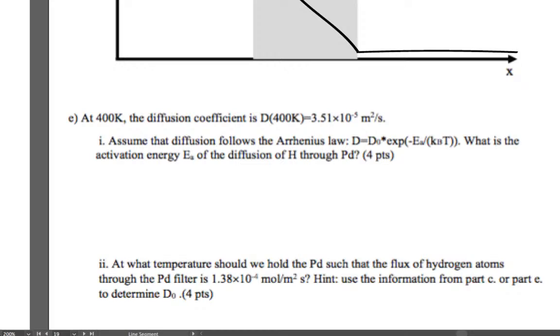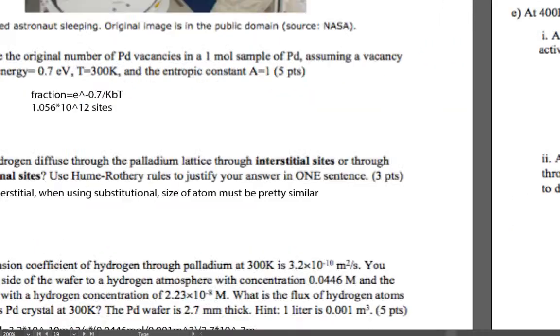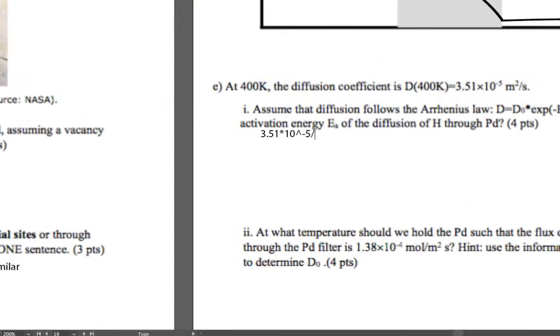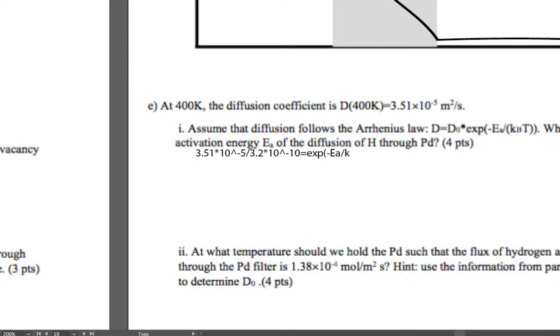So basically what you can do here is 3.51 times 10 to the power of negative 5 divided by the D from the previous one, which is 3.2 times 10 to the power of negative 10, must equal, the D naught would cross each other out, the exponential of minus EA over kBT2 plus EA over kBT1. So that's basically the maths.